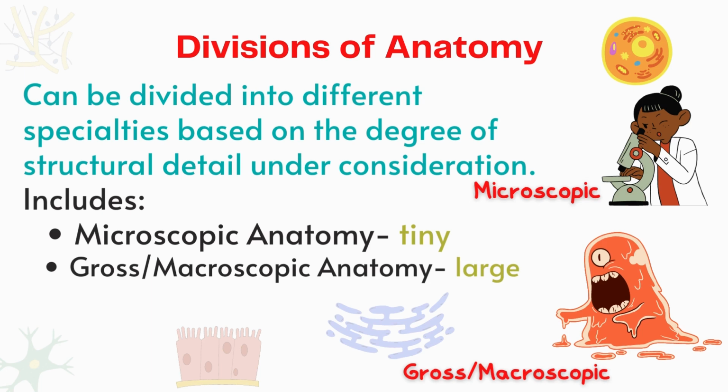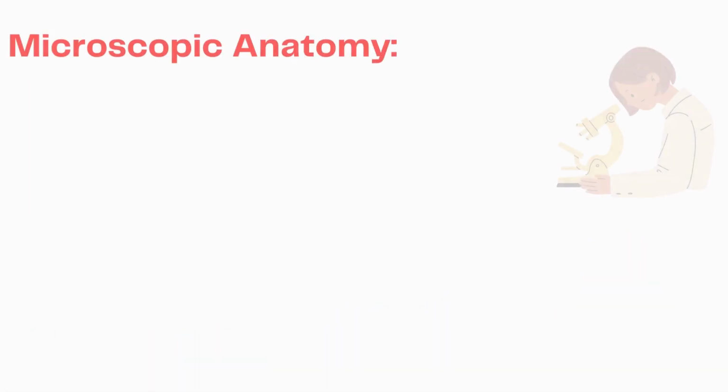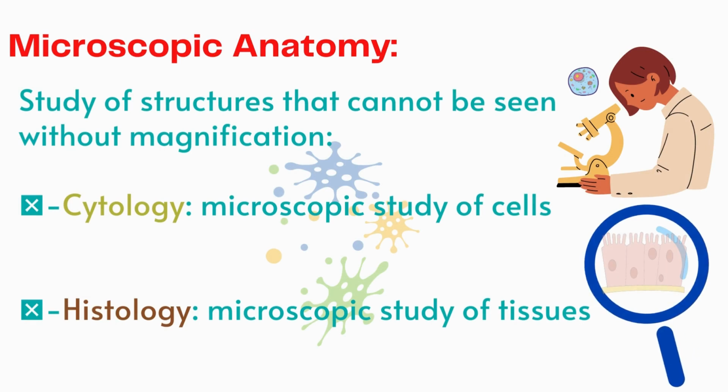What I'm saying is that you will choose to study human anatomy by focusing on two major fields. The first one is microscopic anatomy, and by microscopic anatomy, you look at the tiny structures. Micro means small, so you're focusing on the small structures, and for those structures you require the microscope. And then you have the gross, or what we also call macroscopic anatomy. Macro means large, so gross anatomy focuses on those structures which are large enough that you do not require any magnification.